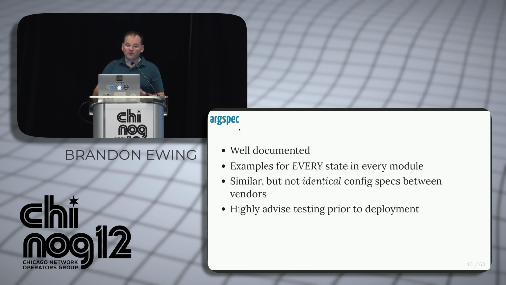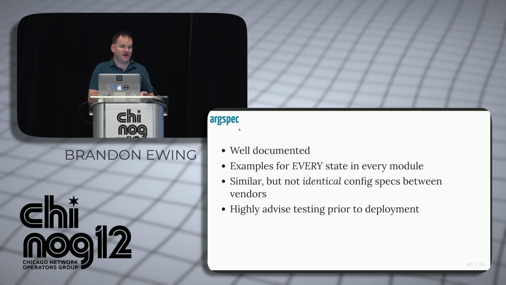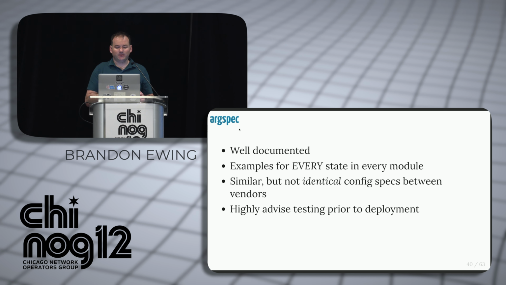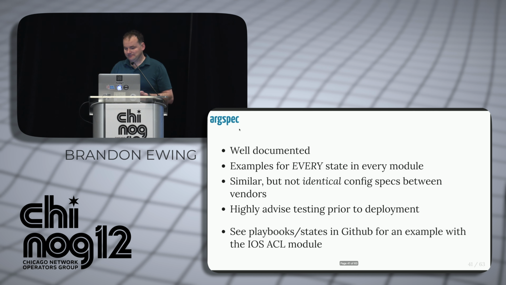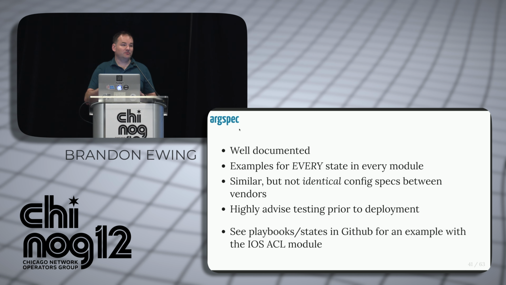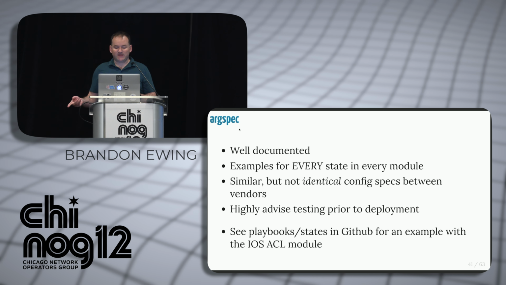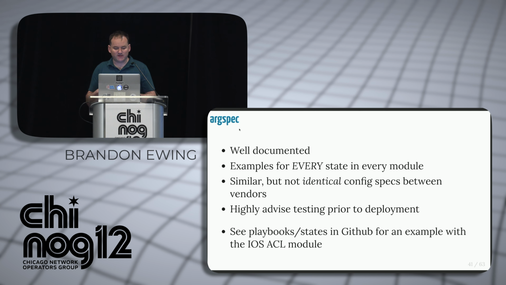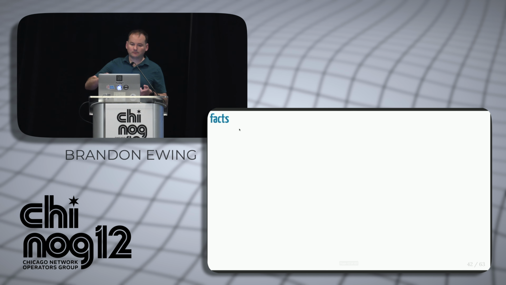So repeating, the ARG spec is extremely well documented. There's examples for every state in every module. They're similar but not identical config specs between vendors, and you should test a lot. In the GitHub lab, there's a playbooks/states play that actually runs through all the states on the iOS ACL module and their outputs.